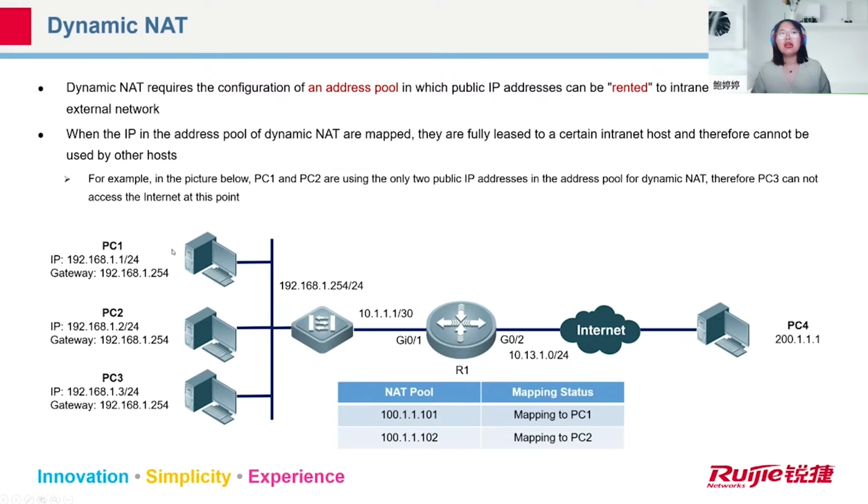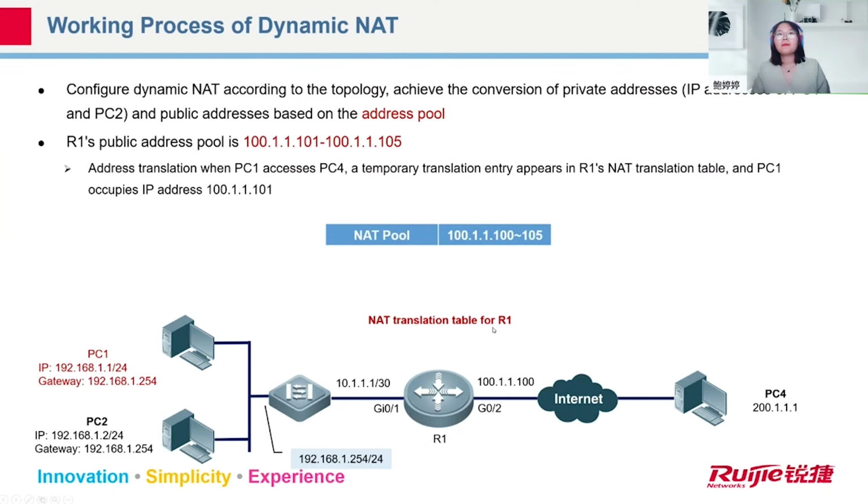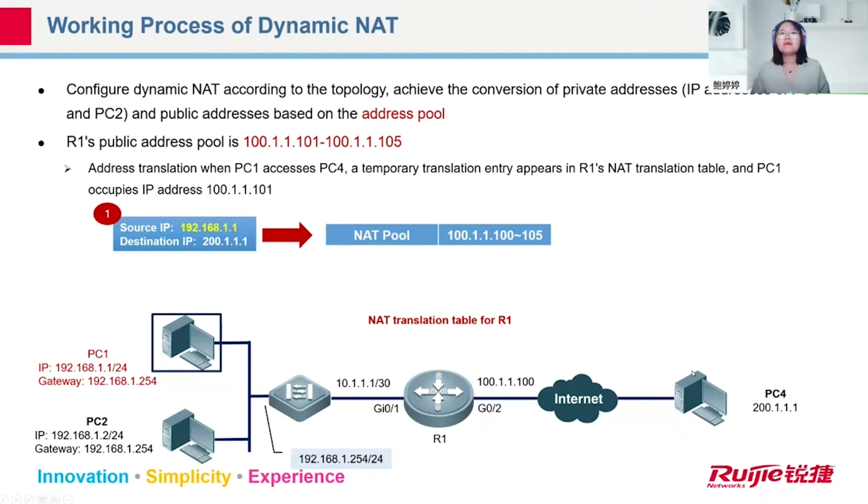So let's see the process. If PC1, 2, 3 want to visit PC4, we now have a pool of routes from 100.1.100 to 105. If PC1 wants to visit PC4, the source IP address is PC1 and the destination IP address is PC4, then the message is sent to router 1.